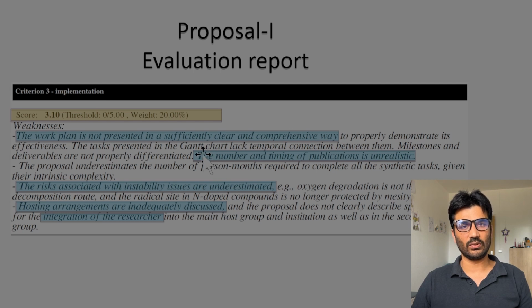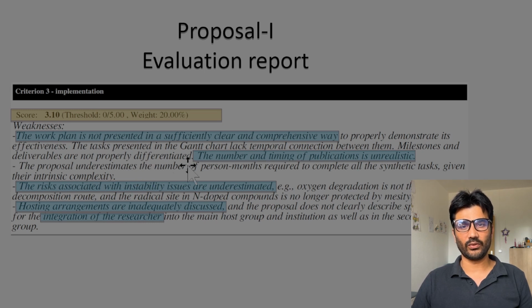So for the Gantt chart, I was also not very clear, although I tried to search on Google, and I could not find a perfect way of writing the Gantt chart. So this also did not have much information or connectivity between different activities or tasks. Also, they said milestones and deliverables are not properly differentiated. Because, as I mentioned before, I myself was not clear about what the difference is, I was just mixing them up.